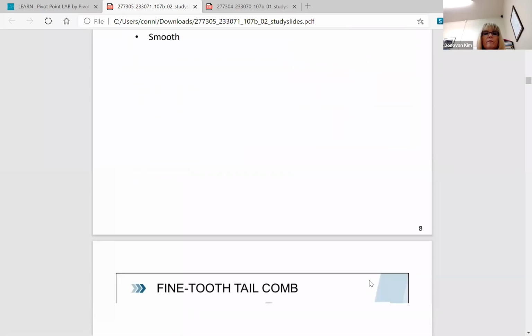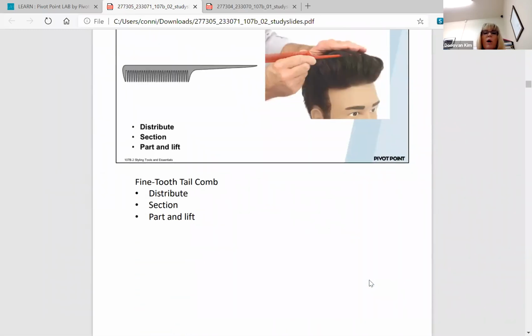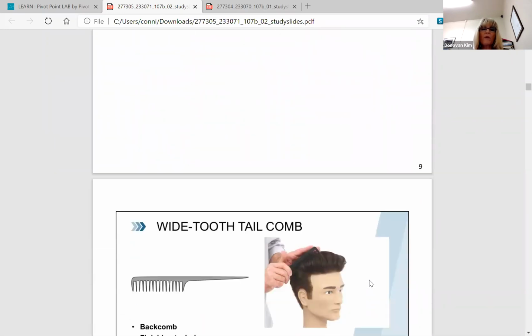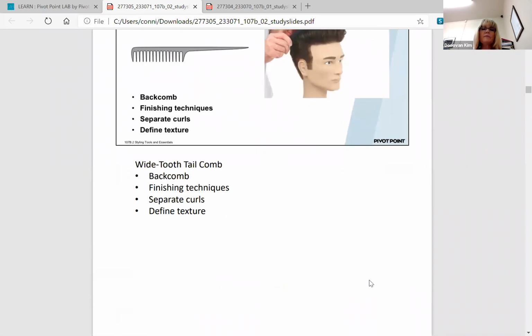A fine-tooth tail comb. We'll part, we'll lift, we'll section. The tail part's real easy. You all are familiar with the tail comb right now too, because I know all of you have been doing 100 perms a day. So you're all familiar with those combs, and they all have a purpose. The wide tooth tail comb is more for finishing, separates the curls, defines the texture, gets you through real thick, long hair.